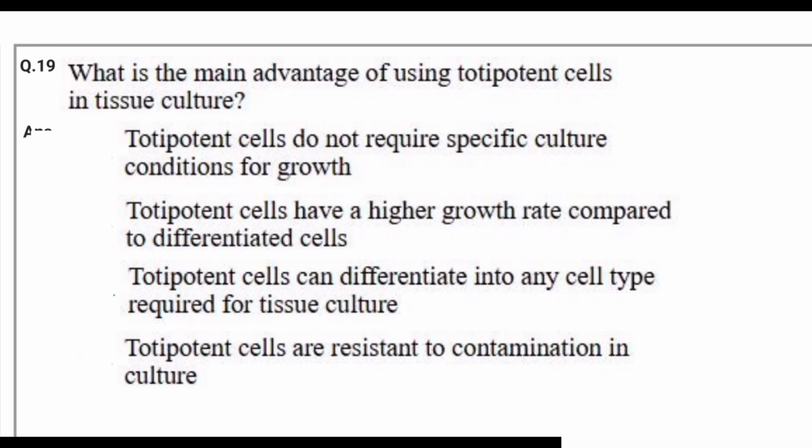Let's see the next question. What is the main advantage of using totipotent cells in tissue culture? Options are: totipotent cells do not require specific culture conditions for growth. Totipotent cells have a higher growth rate compared to differentiated cells. Totipotent cells can be differentiated into any cell type required for the tissue culture. Totipotent cells are resistant to contamination in culture. For this, the correct answer is the third one: totipotent cells can differentiate into any cell type required for the tissue culture.